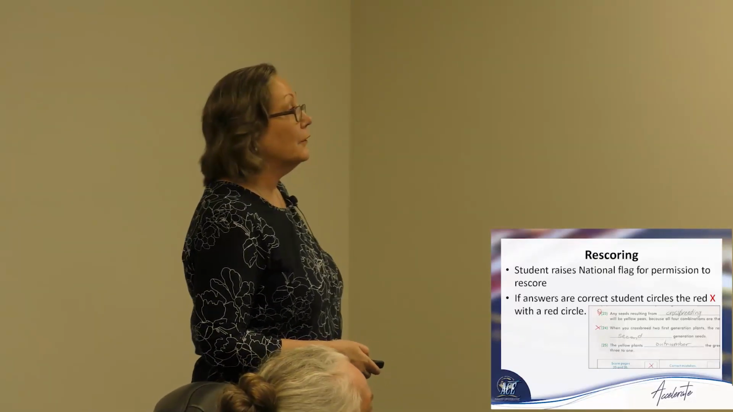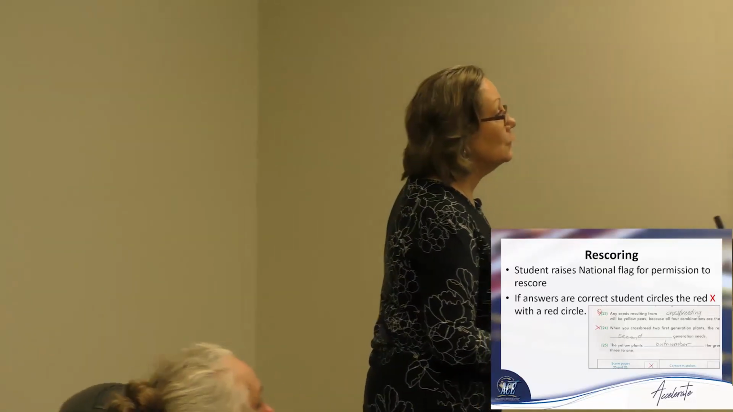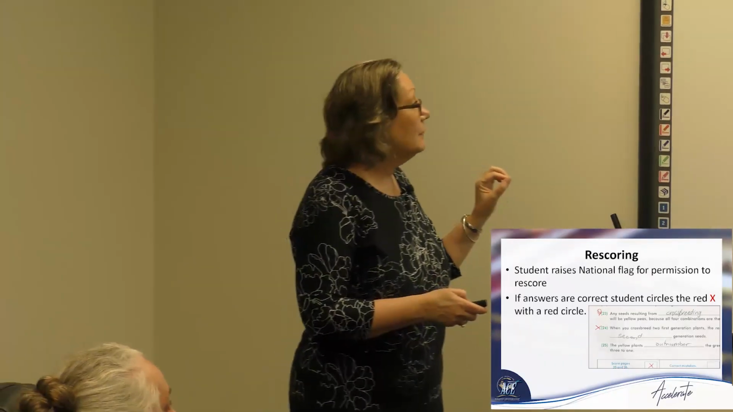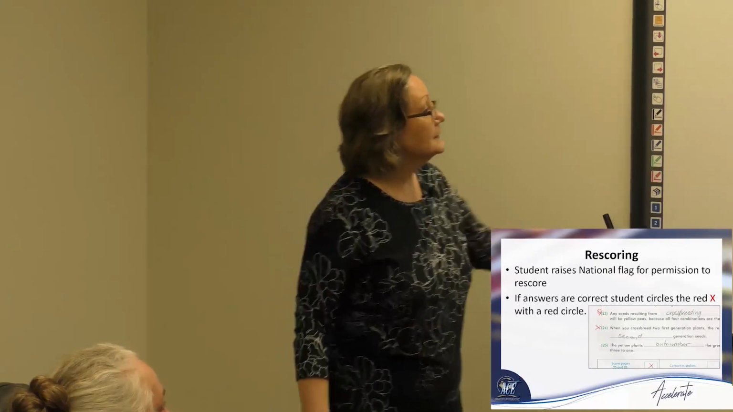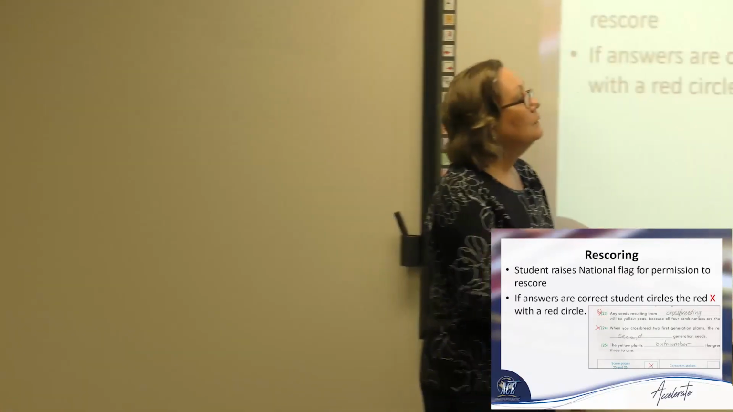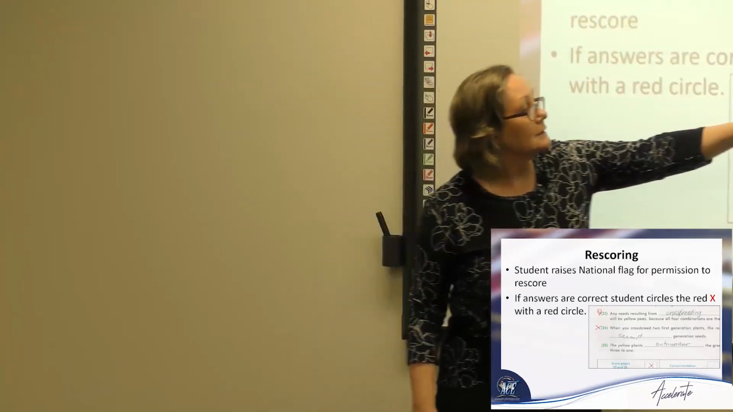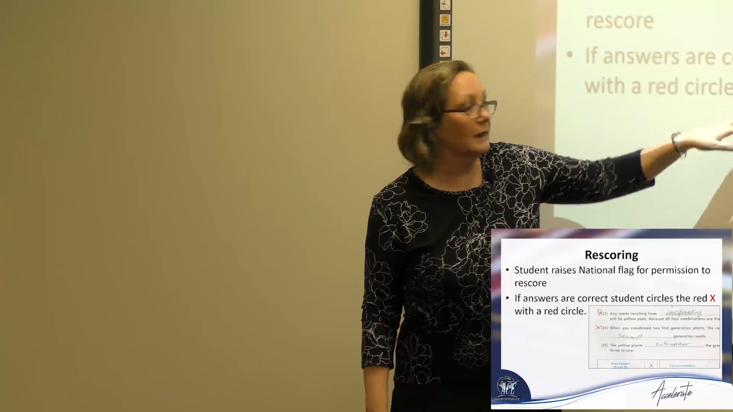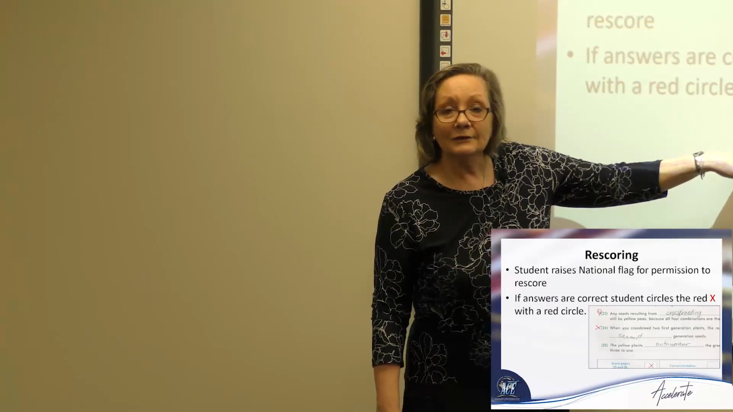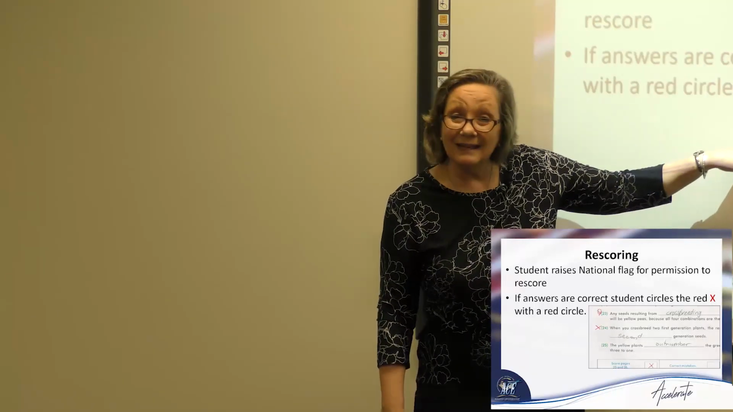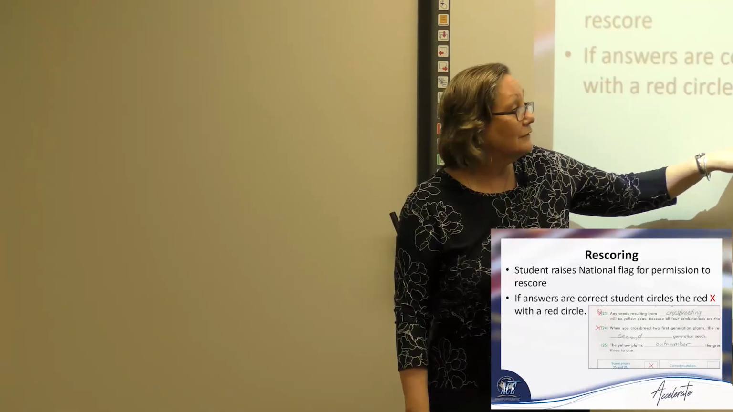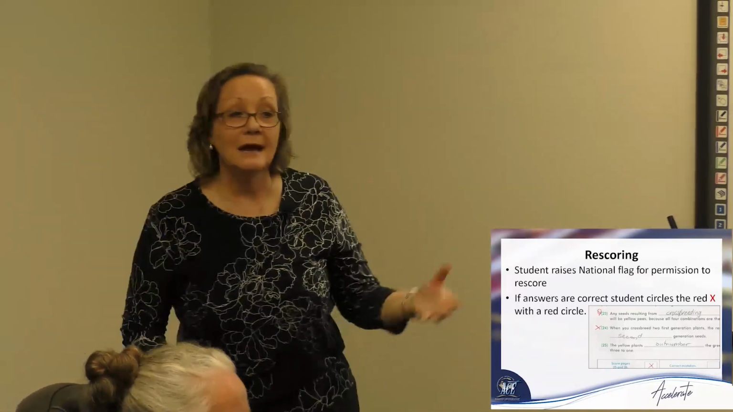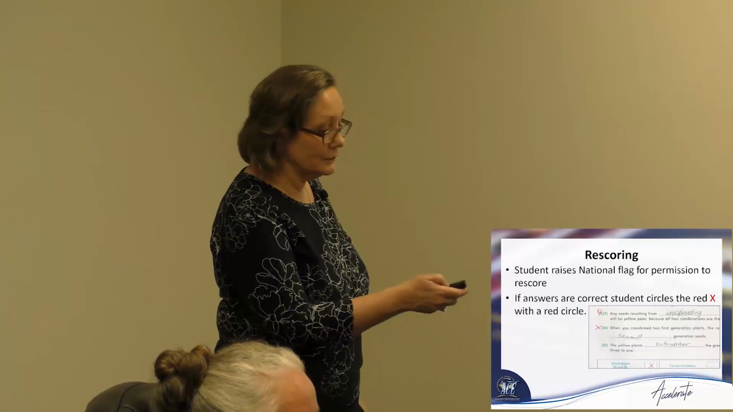If answers are correct, the student circles the red X next to the question number with a red circle. So for example, this one here was incorrect. The student has corrected their work and has circled that one to say it's correct. The student has corrected their work here, but it's still incorrect, so they haven't circled that X. So that indicates that that one is still not quite correct.